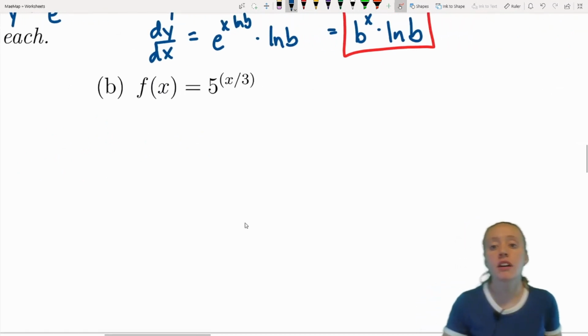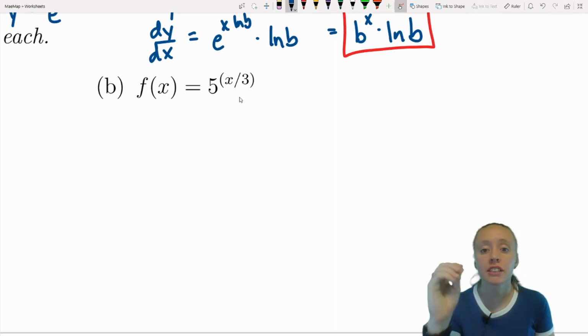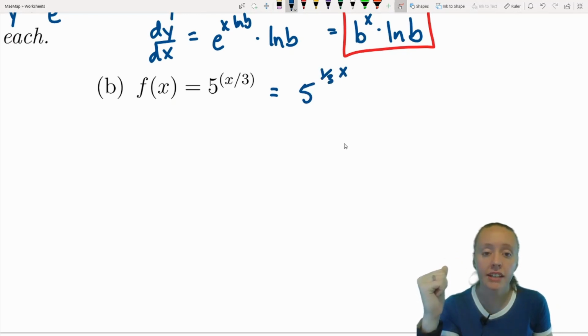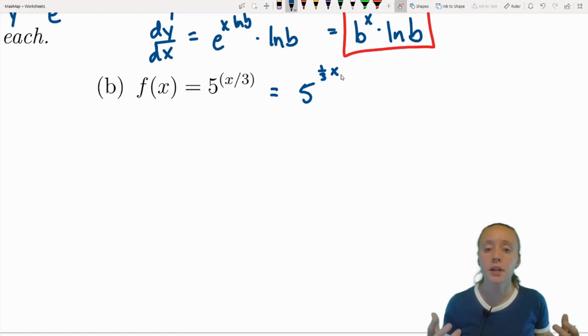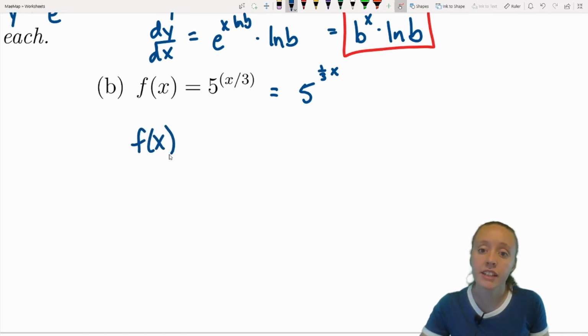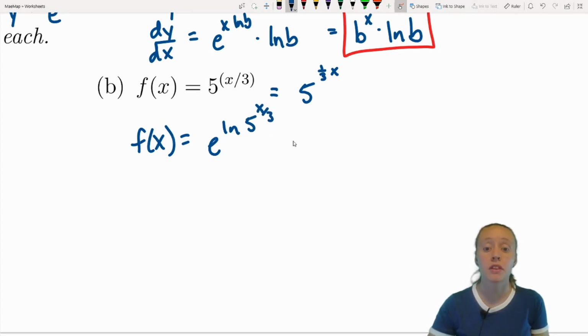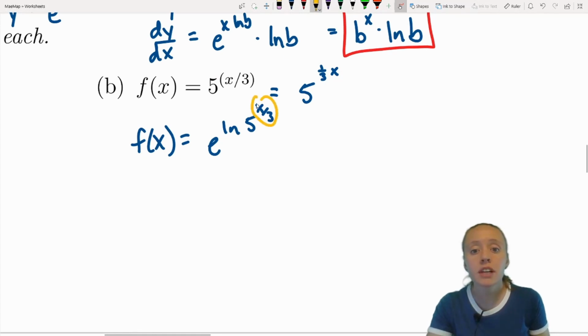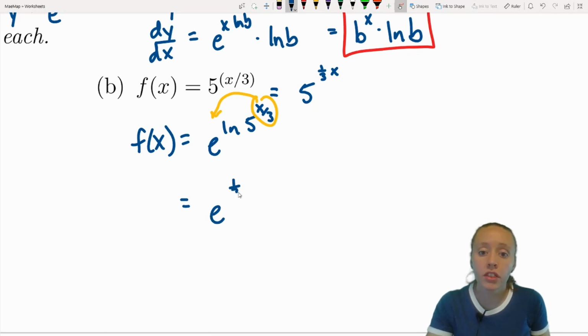How would we take the derivative of f of x if we have 5 to the x over 3? All right, so we don't just have some constant raised to the x, we have some constant raised to x times 1/3. So if I want to rewrite this as 5 to the 1/3 x, maybe that's a little bit easier to see. Well, remember, e to the ln of b to the x is still just b to the x. So I could write this as f of x equals e to the ln of 5 to the x over 3, or 5 to the 1/3 x, where I can bring that exponent down in front when I take the ln. So this becomes e to the 1/3 x times ln of 5.